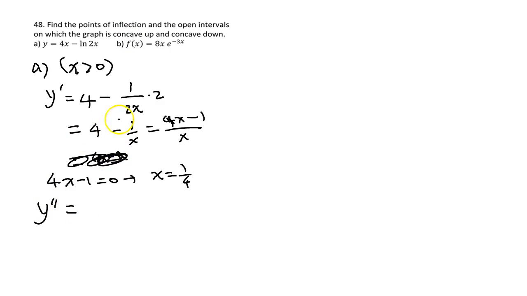Second derivative of this: 4 differentiates to 0, and this differentiates to 1 over x squared. Okay, well, this is x squared, so it's always positive, isn't it? If it's always positive, what does that mean? It's always concave up. So it's concave up on its domain, 0 to infinity.